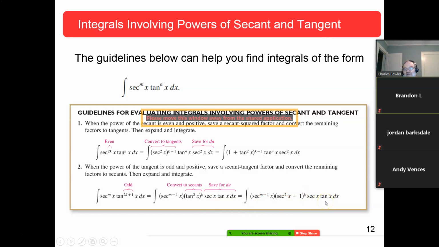So that's how we deal with integrals involving powers of secant and tangent. If the power of secant is even and positive, go to the first route. If the power of tangent is odd and positive, then go the second route. Now, you might ask yourself, what if the power of secant is odd and the power of tangent is even? Well, you got some problems. We don't have a rule for that, but we do have a rule for this.